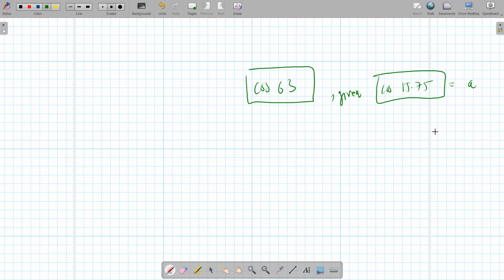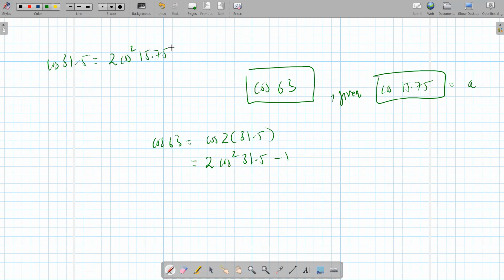Now look at the setup to this question. Cosine of 63 is the same thing as cosine of 2 times whatever that is, 31.5, yeah? Now using the formula, this is going to expand to 2 cosine squared 31.5 minus 1, okay? Now what is cosine of 31.5? That is going to be 2 cosine squared, half of that, 15.75 minus 1.